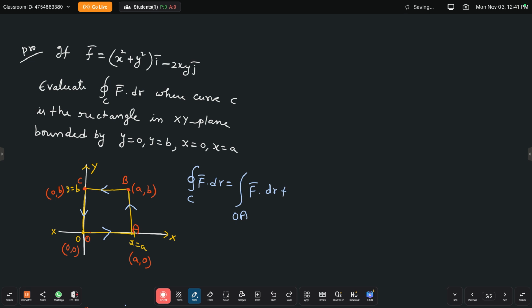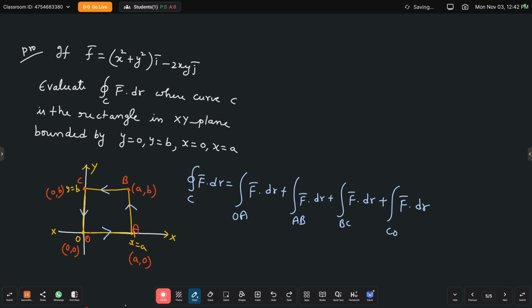Next you can go along AB direction. Next you go along BC direction. And next along CO direction. So we can work out all four line integrals, which will give the complete circulation of this curve.